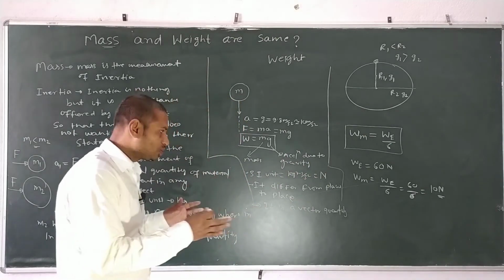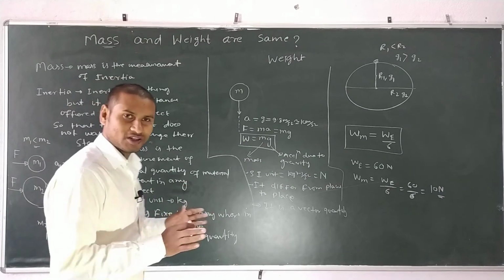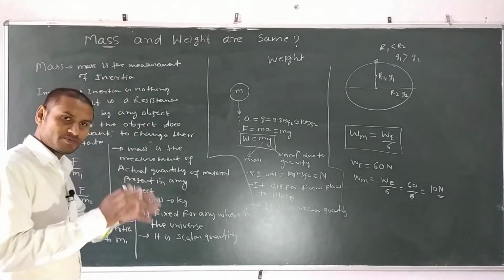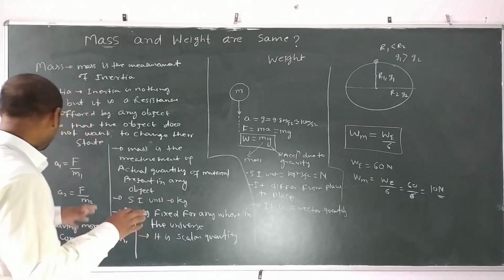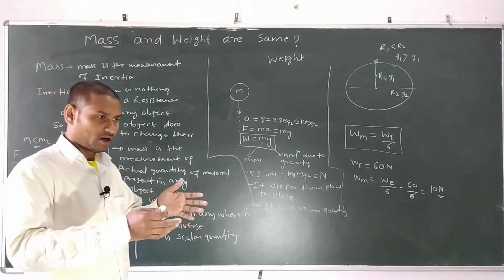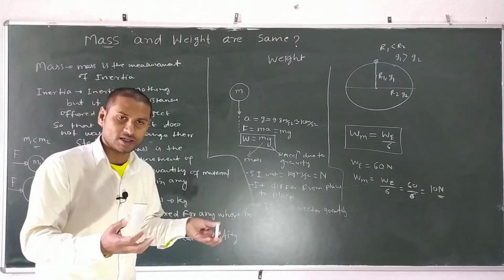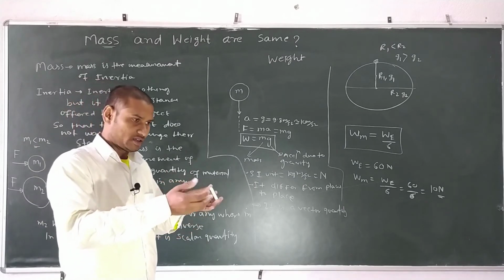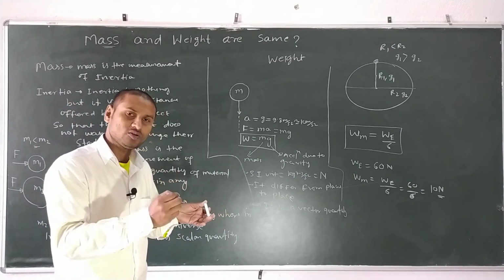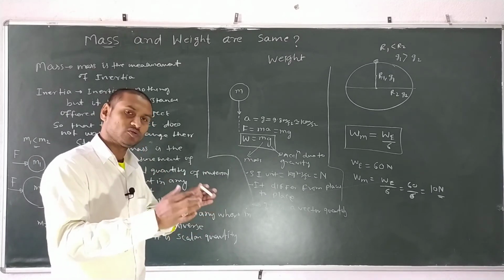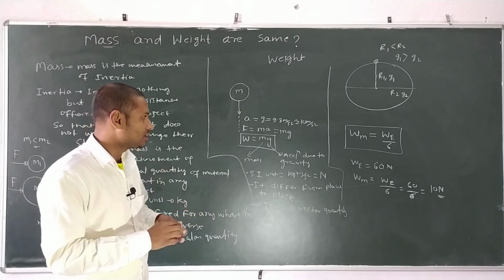This is the difference between mass and weight. Mass and weight are not the same things. Mass is the actual quantity of material present in an object, and it is the measurement of inertia, and inertia is nothing but the resistance offered by an object so that the object does not want to change its state. If the object is in motion, it wants to maintain the state of motion, and if the object is at rest, it wants to maintain the state of rest.